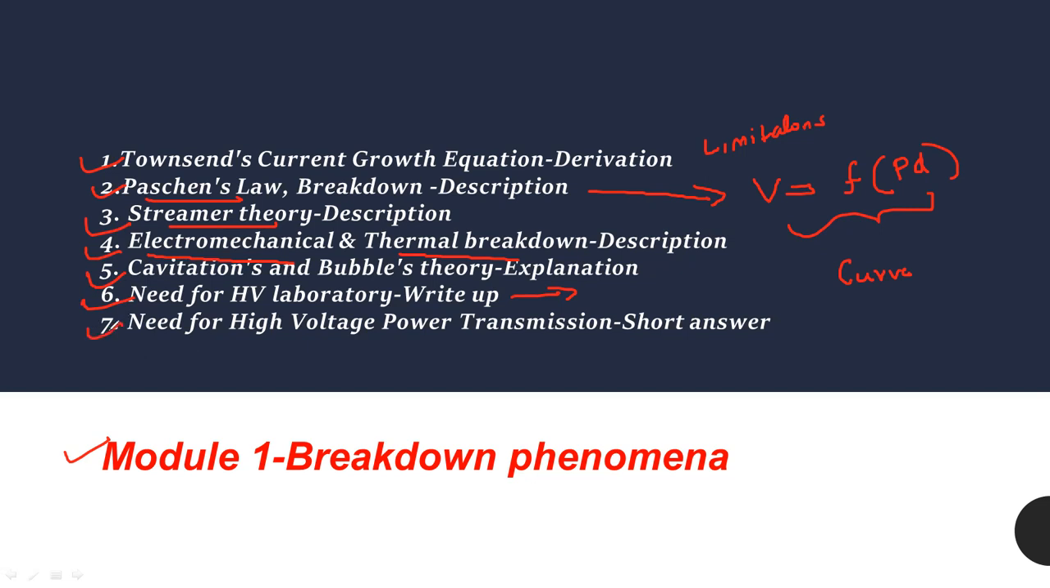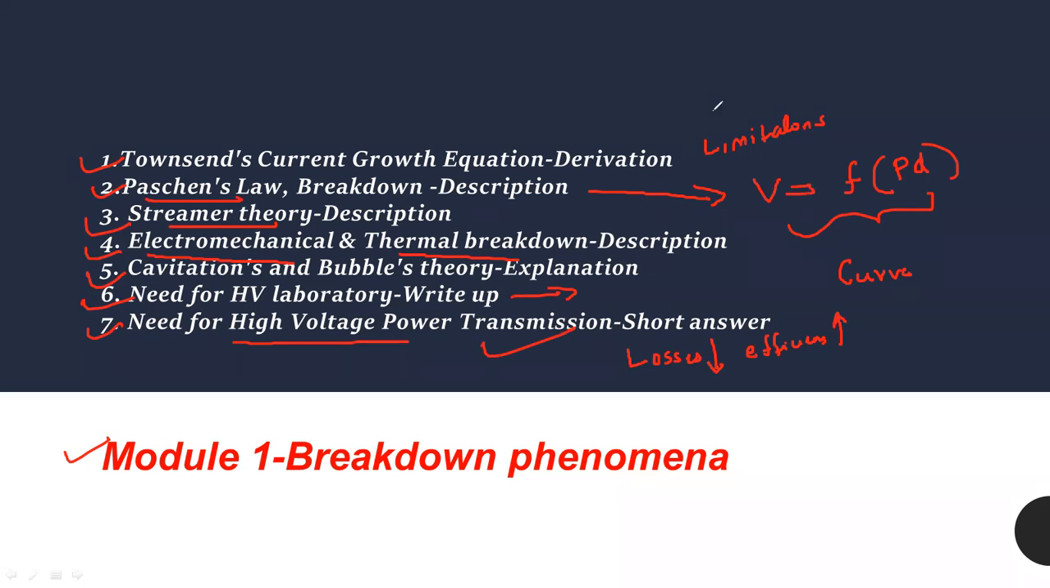Another question is also you must have studied in power system. What is the purpose of high voltage power transmission? The main purpose of high voltage power transmission is to minimize the losses. What is the benefit of minimizing the losses? The benefit of minimizing the losses is you can increase the efficiency. Fine. It is better to explain with the help of equations.